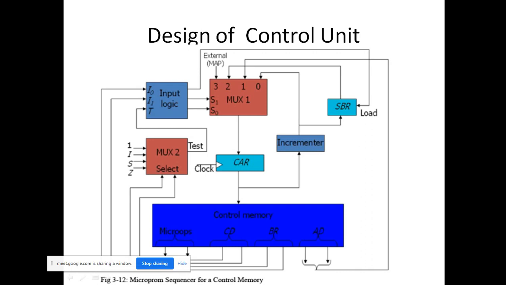So many status bits are there, so the result of that status bit is sent to the input logic. Those status conditions may be I meaning indirect or direct addressing modes, sign flag, Z is the zero.